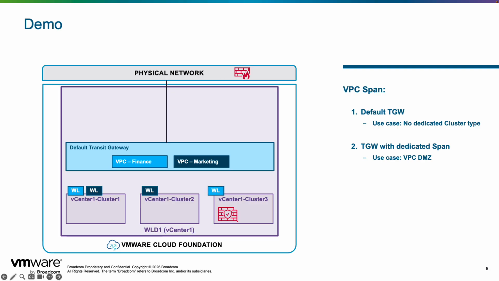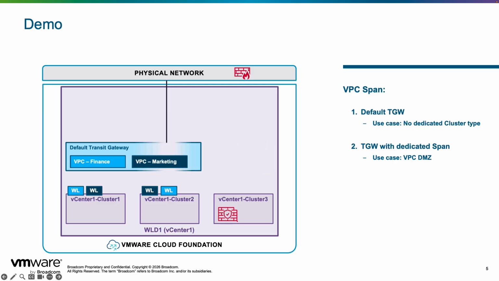So first, we live vMotion the finance and marketing workloads completely out of cluster 3. Second, we spin up a new transit gateway DMZ in a dedicated mode that only spans cluster 3 and hook it up northbound to that DMZ firewall. And finally, we deploy our DMZ applications right into the secure VPC DMZ. The DMZ applications can only be spun up in cluster 3 since that's the only cluster where that VPC DMZ exists.